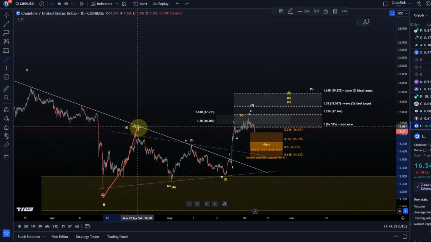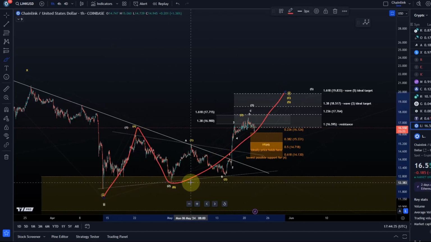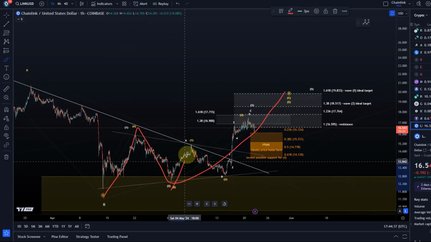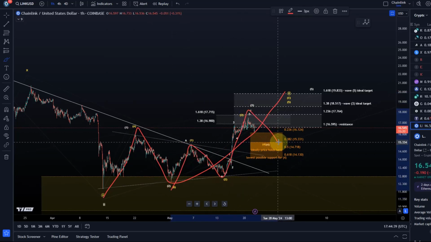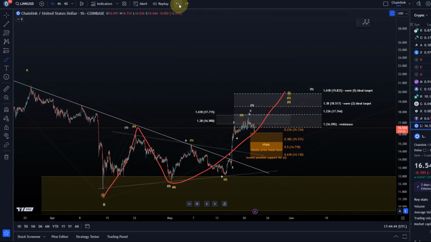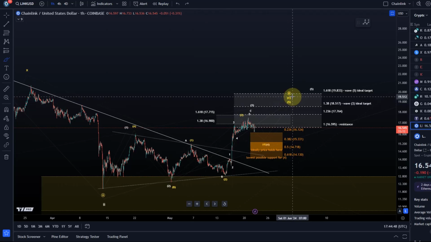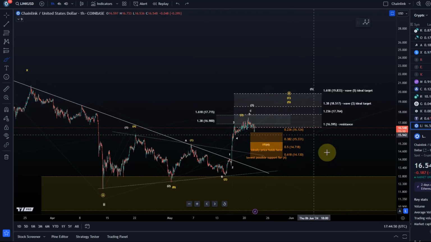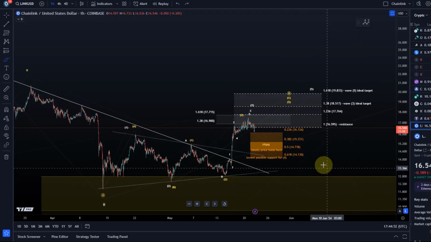Therefore, in an A, B, C, the idea would be that this is a 1, 2, 3, 4, 5. We might get one more high. Now, that's one scenario. In this scenario, in the yellow count, we would still have to be very mindful that it could easily break and we head down to new lows. Still in an overall bullish scenario. But for now, the critical level that will distinguish between bullish and bearish potential is $14.13.